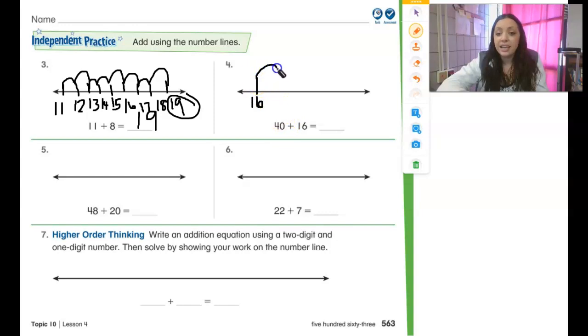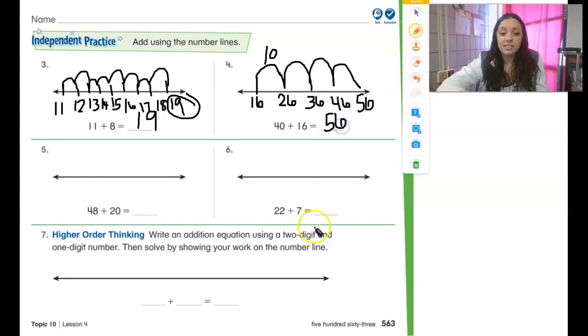So if I hop by 10 from 16, what would that be? What's 10 more than 16? I had 1 10 and 6 ones. Now I'm going to have 2 10s and 6 ones, and it's the number 26. Very good. Hop again, 10, 26, 36. Very good. Hop again, 10, and it would be 26, 36, 46. Am I done? So far I've hopped 10, 20, 30. I need to hop one more time for 40, 46, 56. So 40 plus 16 is 56.